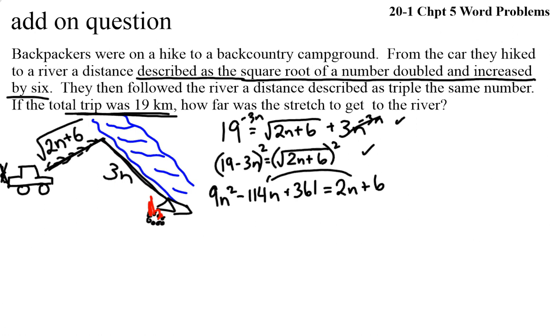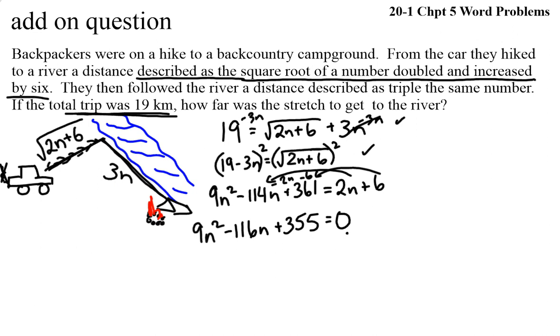When I move the 2n over, I have 9n squared, negative 14. The 2n becomes a negative 2n. There's your negative 116n. When the 6 comes over, I have to subtract 6. So that leaves me with a positive 355, and that equals 0. Now we have a quadratic equation equal to 0 we can solve.